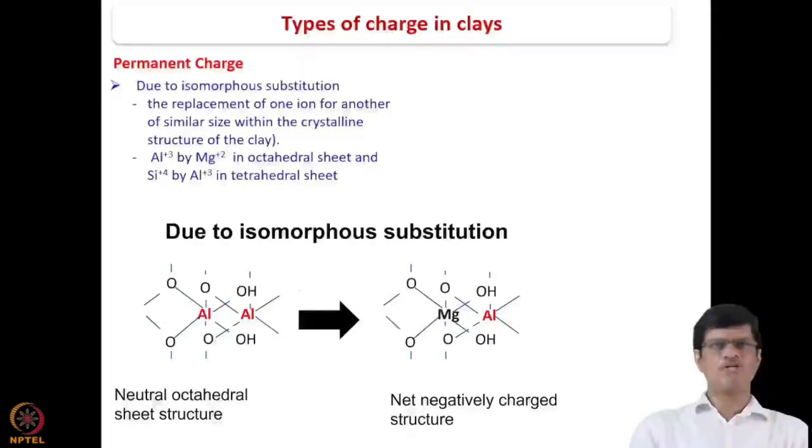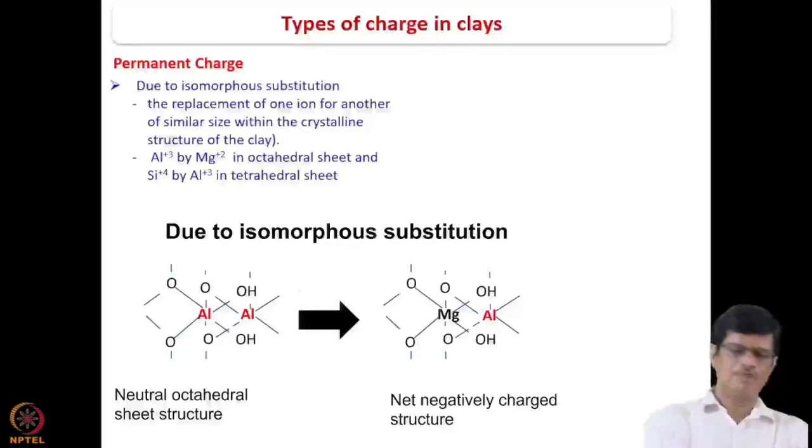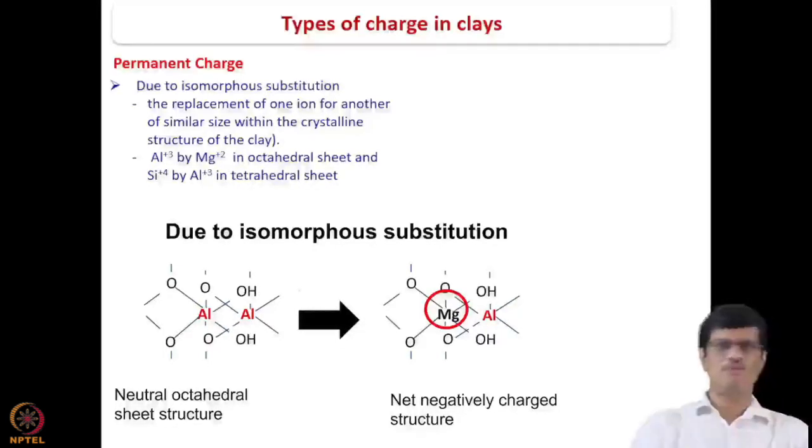It can also have isomorphous substitution, as shown here. The scheme is given here, showing how aluminium is substituted by magnesium, and that is how you have a permanent charge present in this structure.